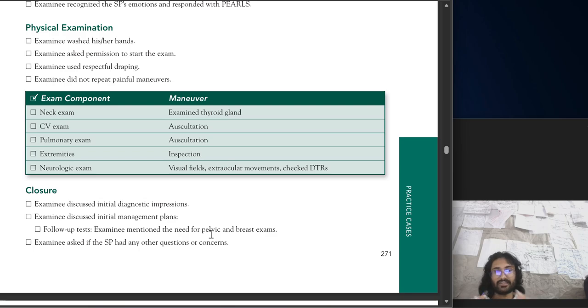Okay. Here in this case, two main exams are required: pelvic, because menstruation is not happening, and breast exam for the nipple discharge. Okay. Examinee asked if the patient had any other questions or concerns. That's the last thing you should ask. Any other problem do you have? Okay. Don't ask this question very early. It would just stop everything.